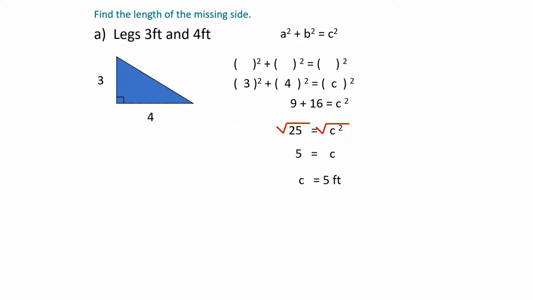And 3, 4, 5 is one of our Pythagorean triples. Those are just sets of numbers that work really well for side lengths. So 3, 4, 5 and 6, 8, 10 are well-known perfect right triangles with nice even numbers.